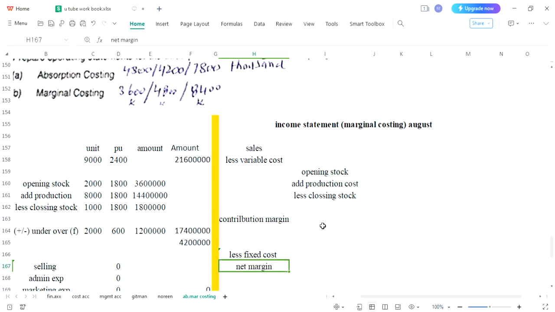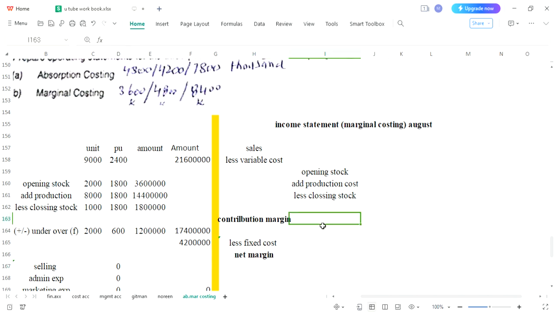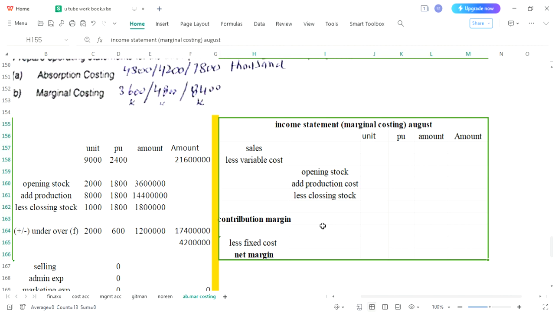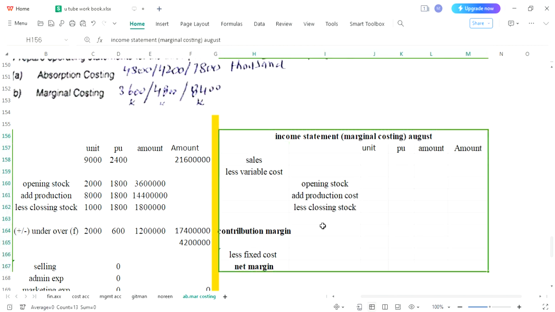So in this way our statement according to marginal costing will be completed. I think this space is unnecessary. We can put it directly over here. Similar way you will be writing units, per unit, and then amount, and then finally the main amount would be written over here. First part would be solved, and as in marginal costing there were 3 periods.